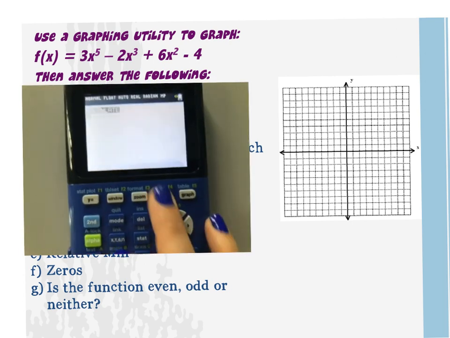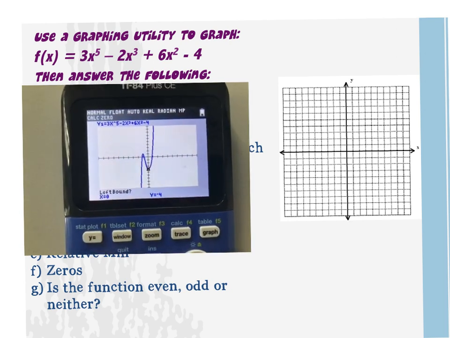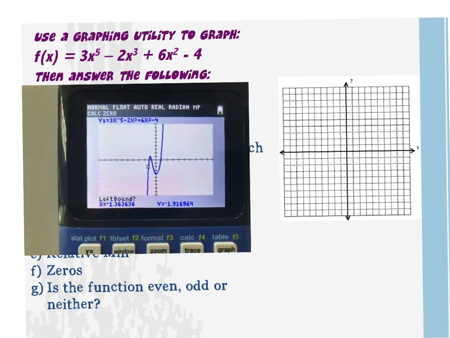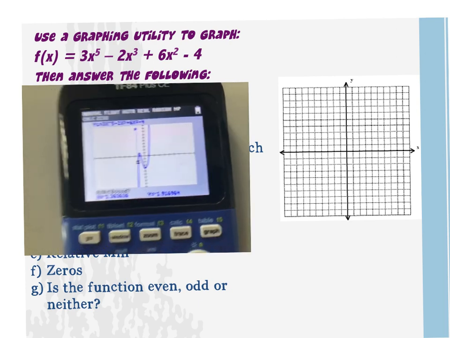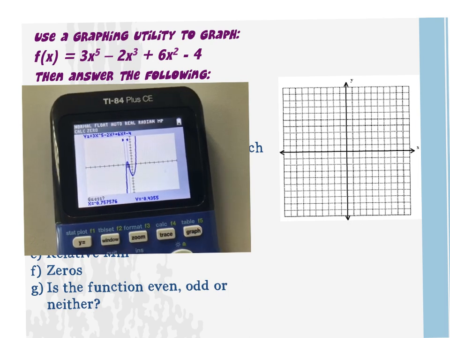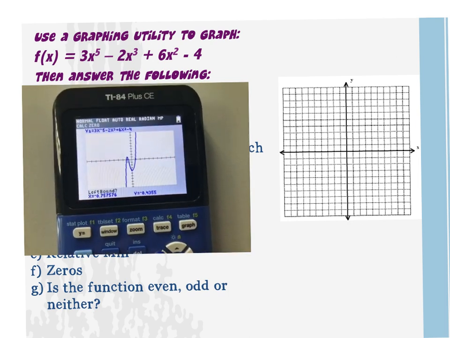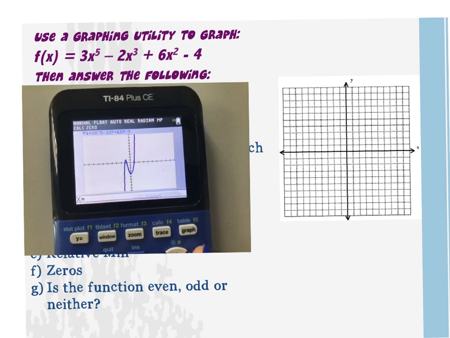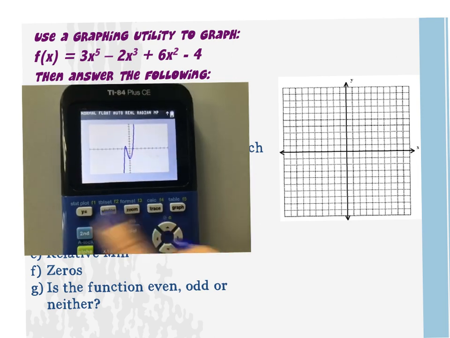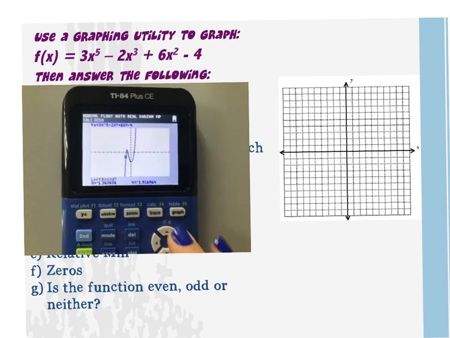So if I go to second, trace, and I go to 0, there it looks like there's how many zeros? 3, right? Crosses the axis 3 times. So I'm going to go left of the first one, and then right of the first one, and then, oops, that's too far actually, because it caught the second one. So I need to go zeros, left of the first one. Oops, I keep hitting the wrong thing. Can't see my fingers. 0. Left of the first one.